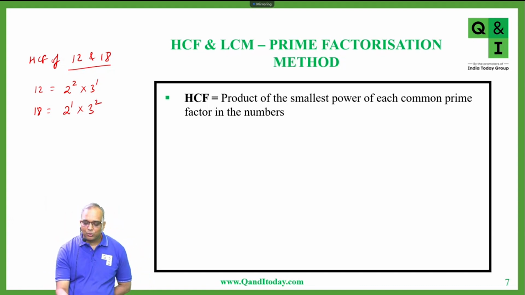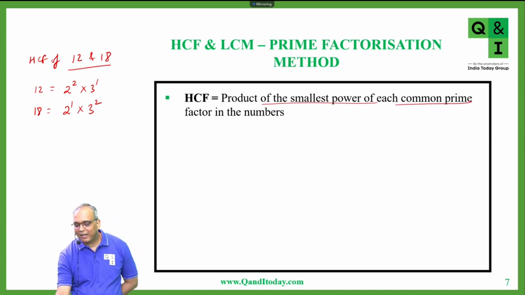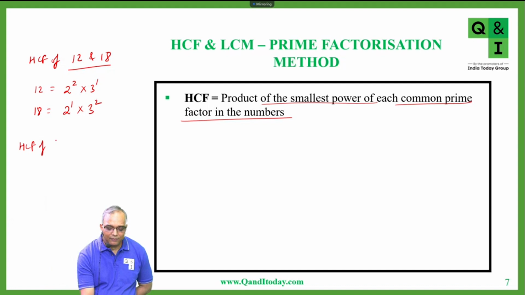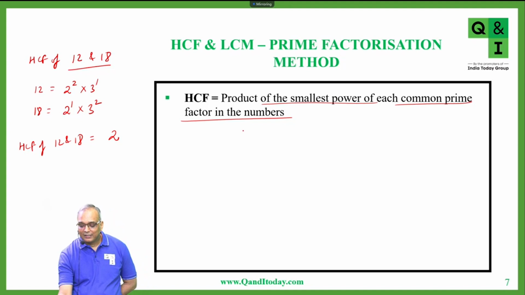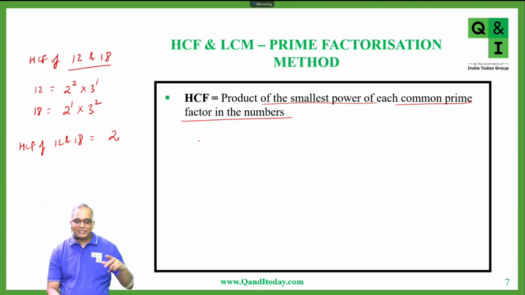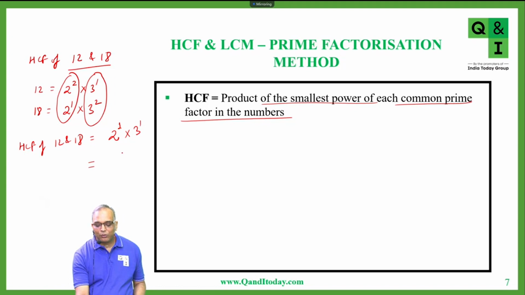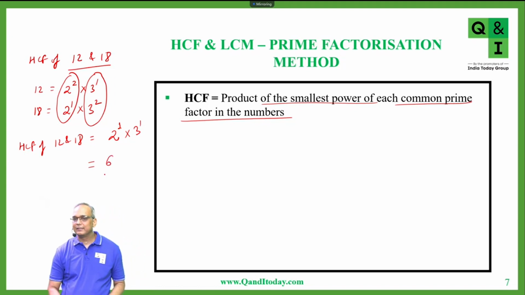Now we take the product of the smallest power of the common prime factors. What are the common prime factors? They are 2 and 3. For the common prime factor 2, what is the smallest power between 2 to the power 2 and 2 to the power 1? It is 2 to the power 1. Similarly, the smallest power of the common factor 3 is 3 to the power 1. So the HCF of 12 and 18 will be 6, right?